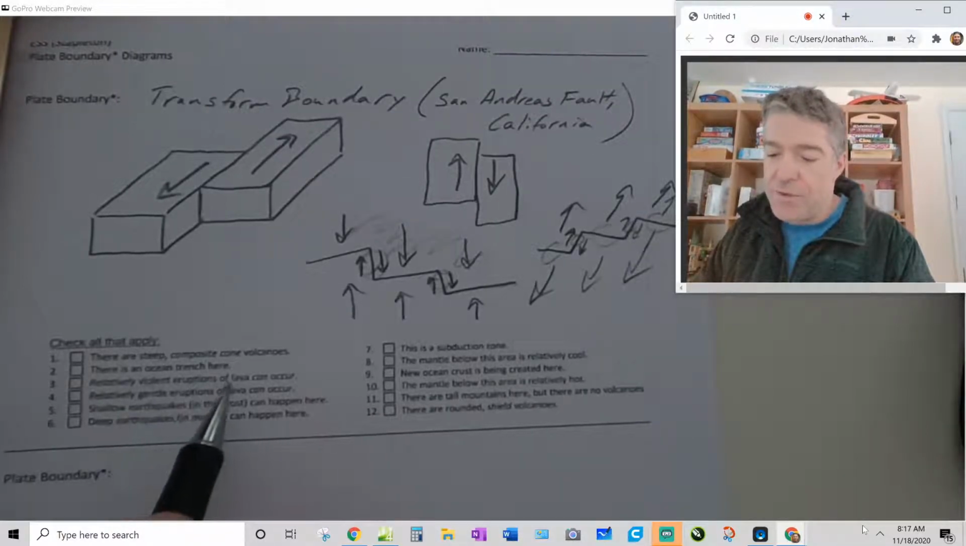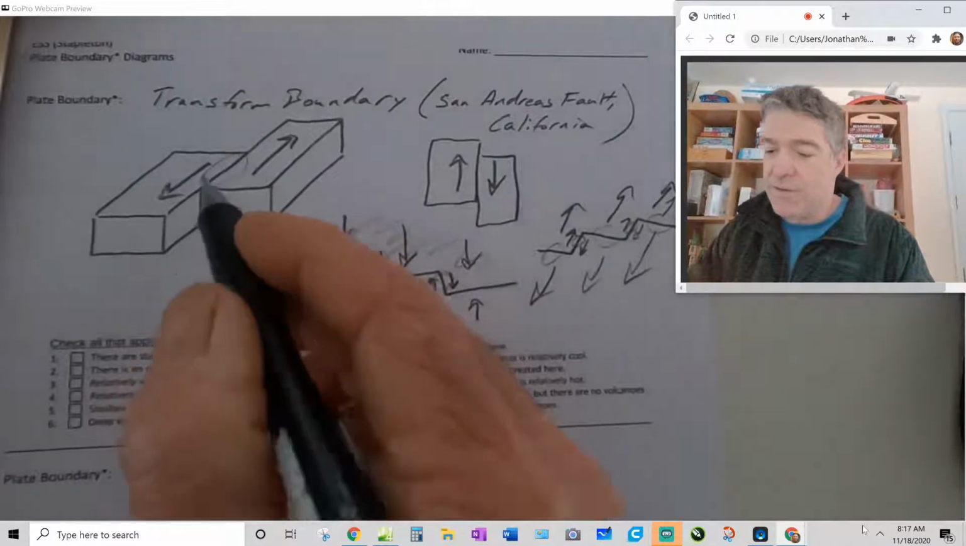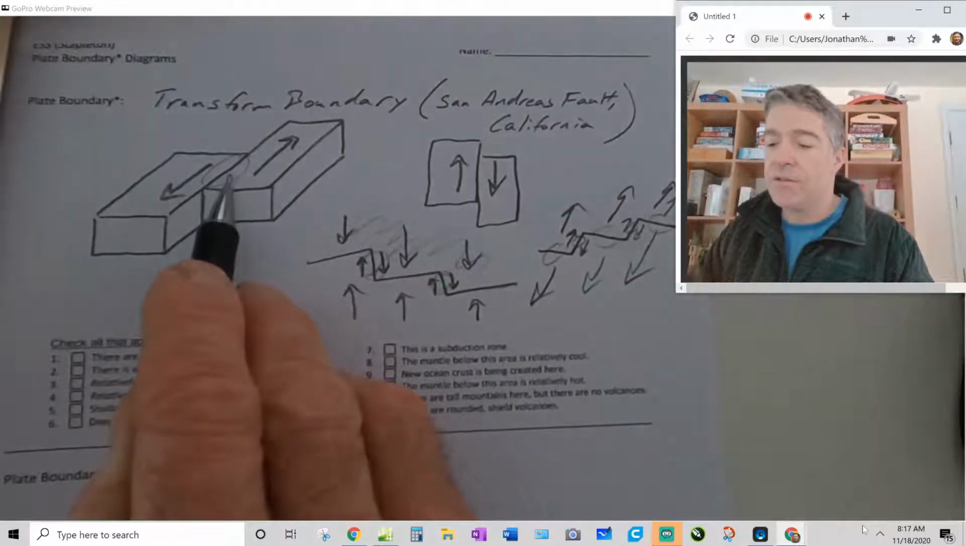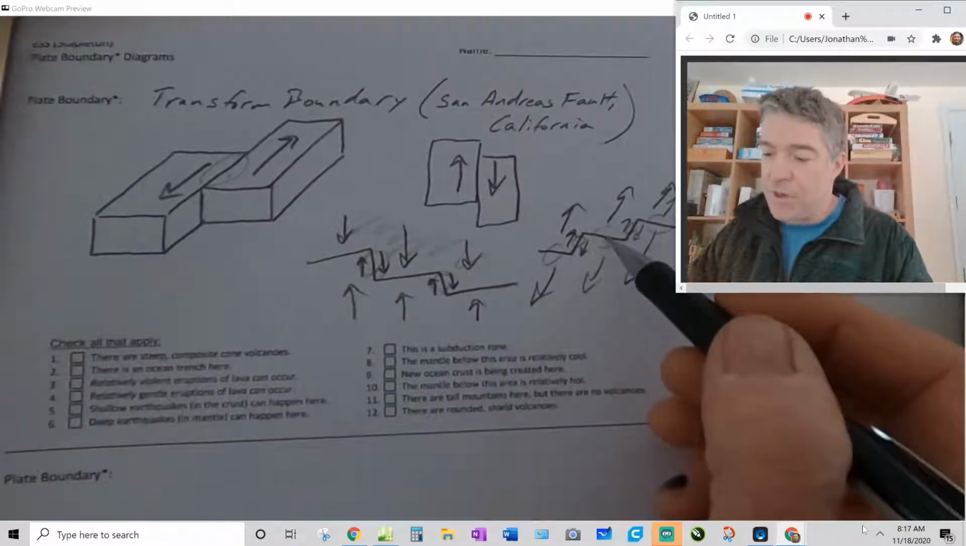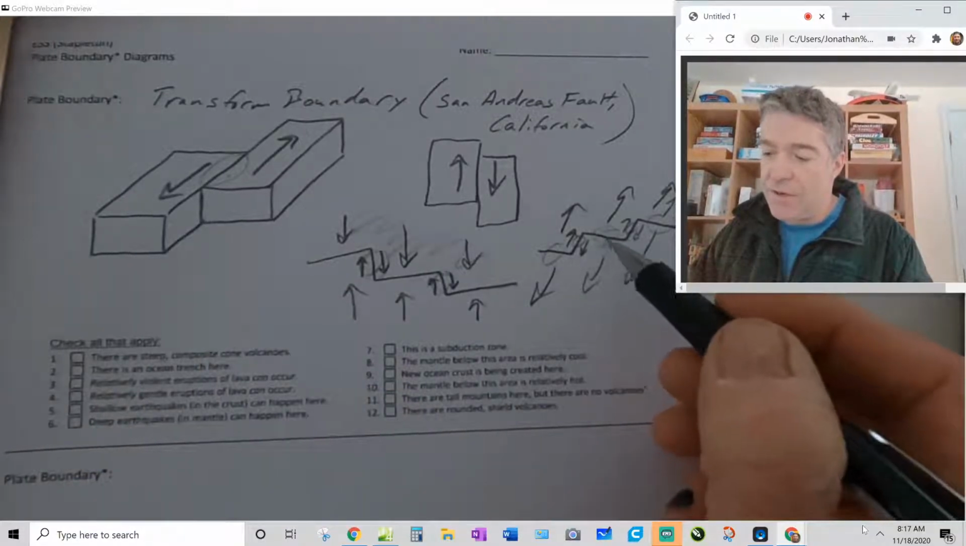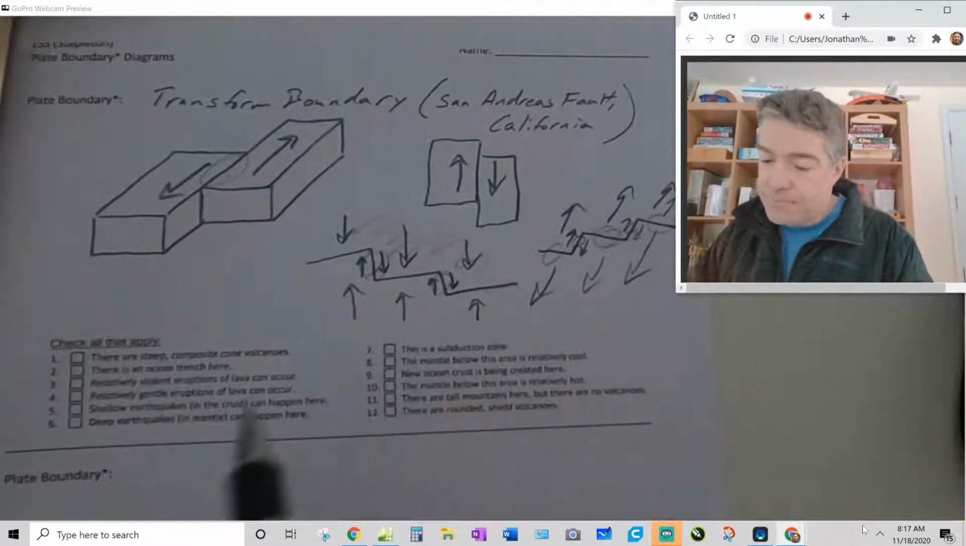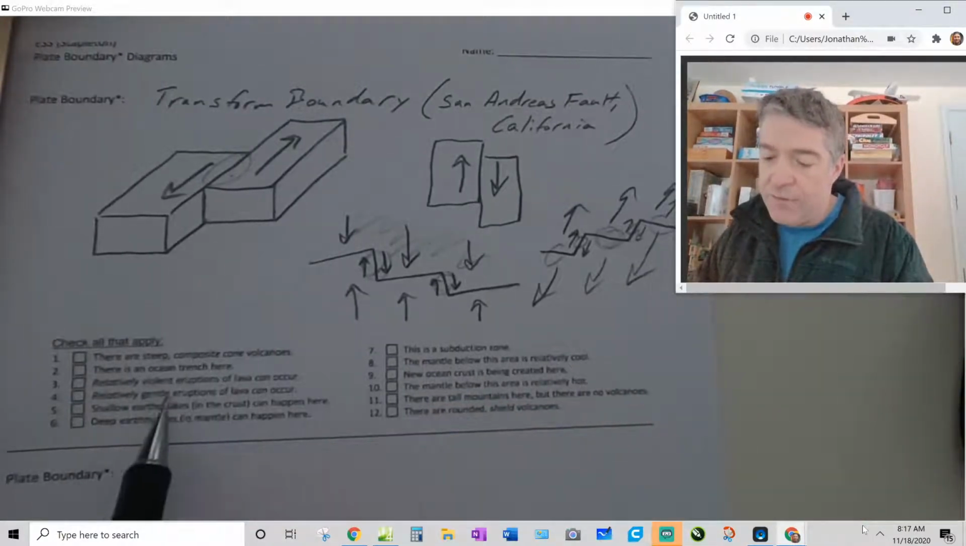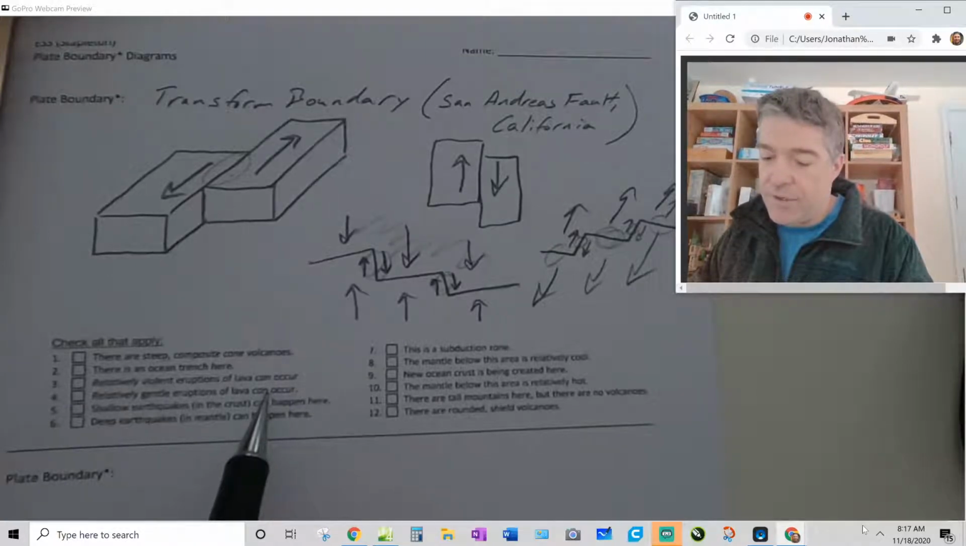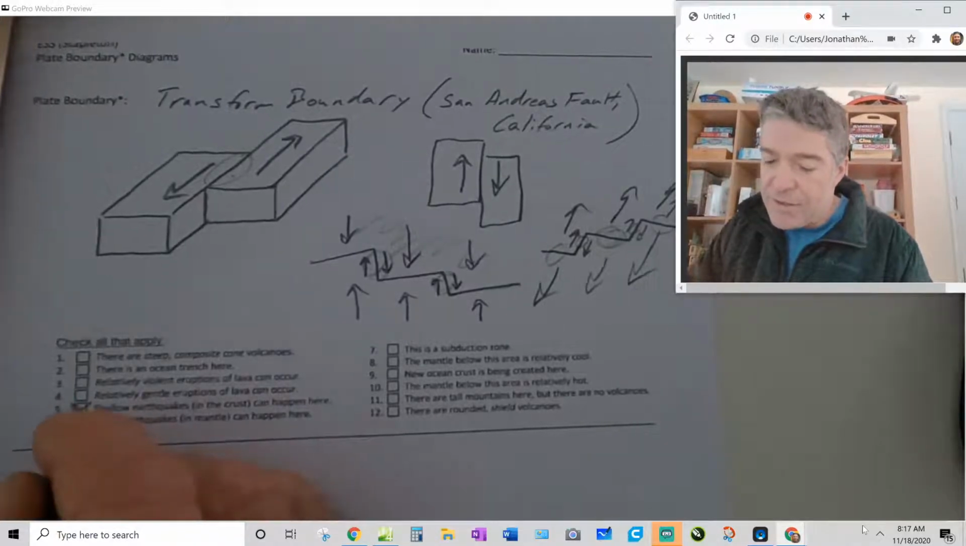Relatively violent eruptions of lava? Well, if you look at this, is there any way lava can come up right there? No. Now, in this picture, lava could come up here, but that's not really the transform boundary. That's a divergent boundary. So no. Relatively gentle eruptions of lava? No. Shallow earthquakes? Always. And that's the big thing here.